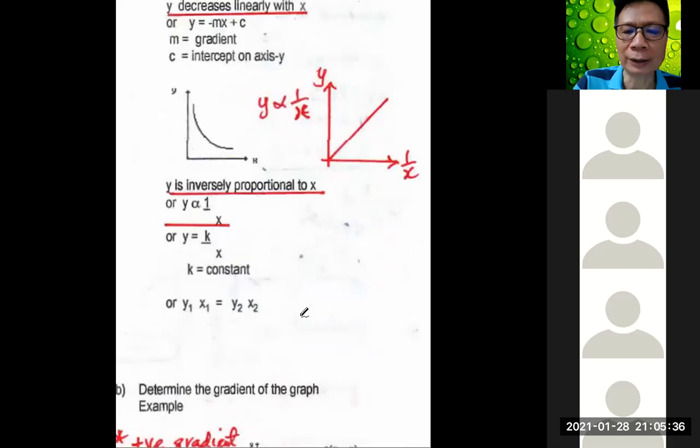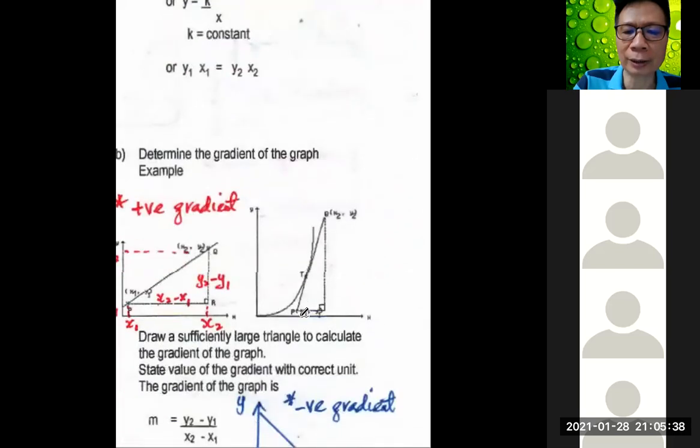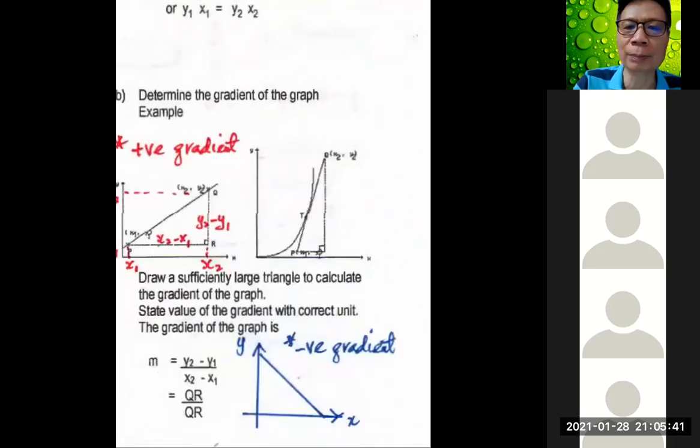All right. Next, determine the gradient. This one is very important.